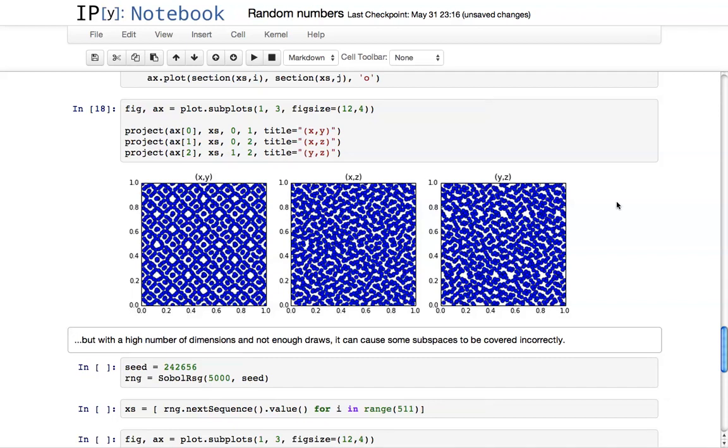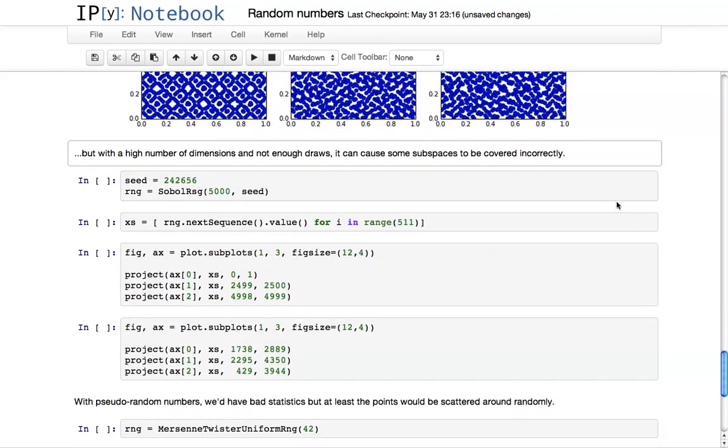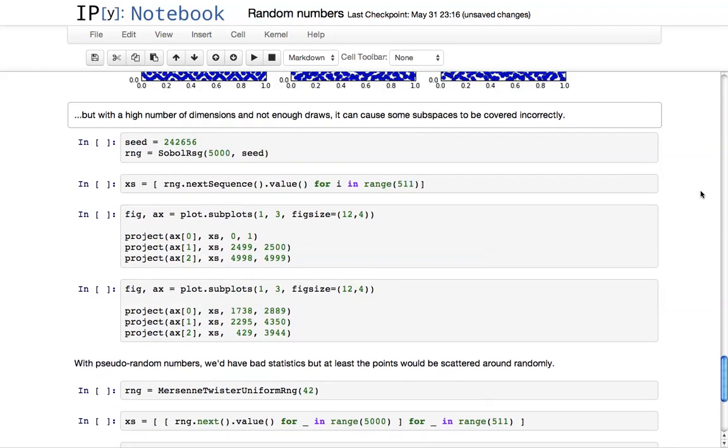But if we have high dimensionality, not all of the subspaces are covered fairly, which might be expected since we have the problem of finding an algorithm that covers the whole space. So it's difficult to find one that also takes care correctly of all subspaces.